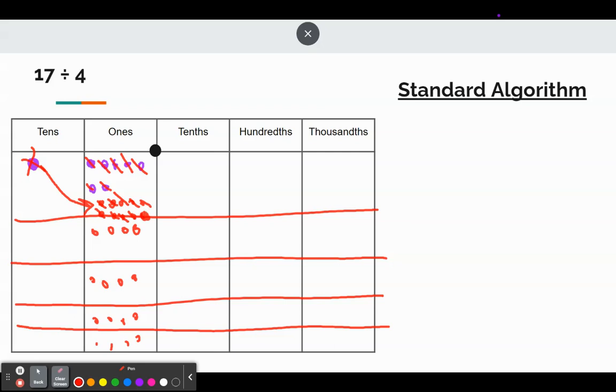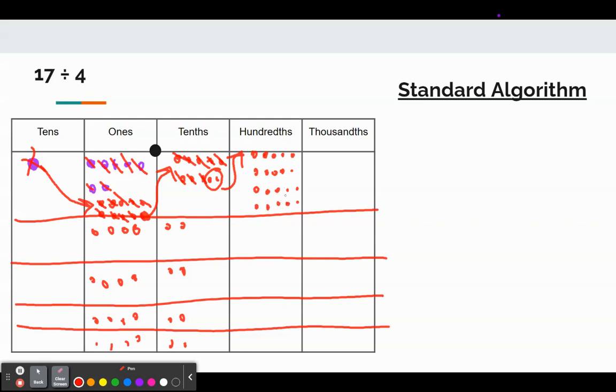So I'm going to take that 1 and change it into 10 tenths. 1, 2, 3, 4, 5, 6, 7, 8, 9, 10. Divide it into my 4 groups. 1, 2, 3, 4. 1, 2, 3, 4. Now I have to take these 2 tenths and change them into 20 hundredths.